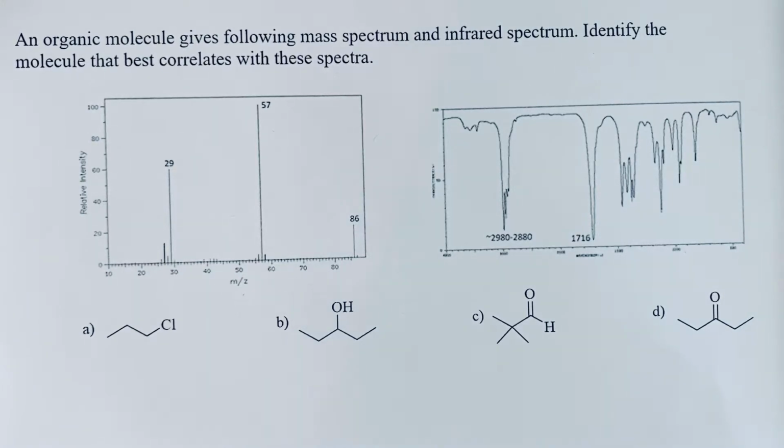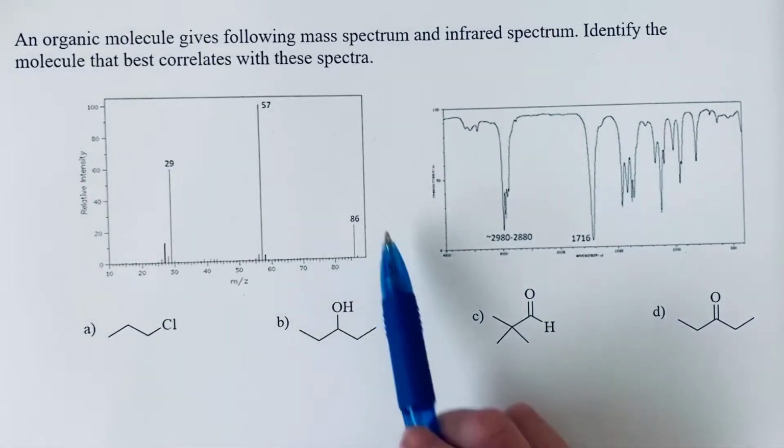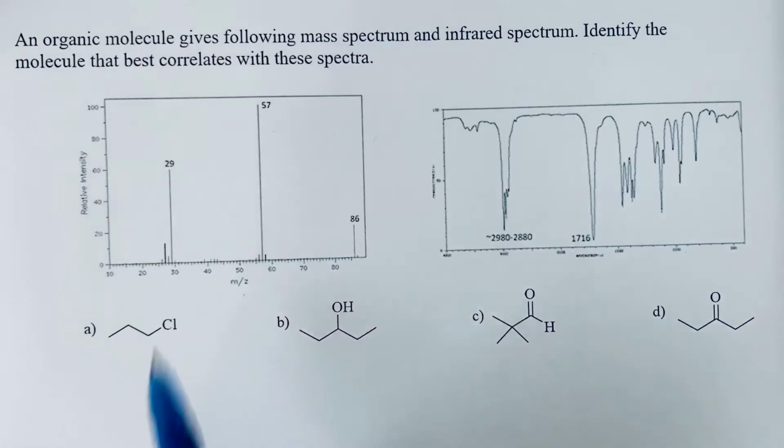An organic molecule gives the following mass spectrum and infrared spectrum. Identify the molecule that best correlates with these spectra. There are a few different ways that we could approach this problem. I'm going to start by labeling a few things here on the mass spectrum.